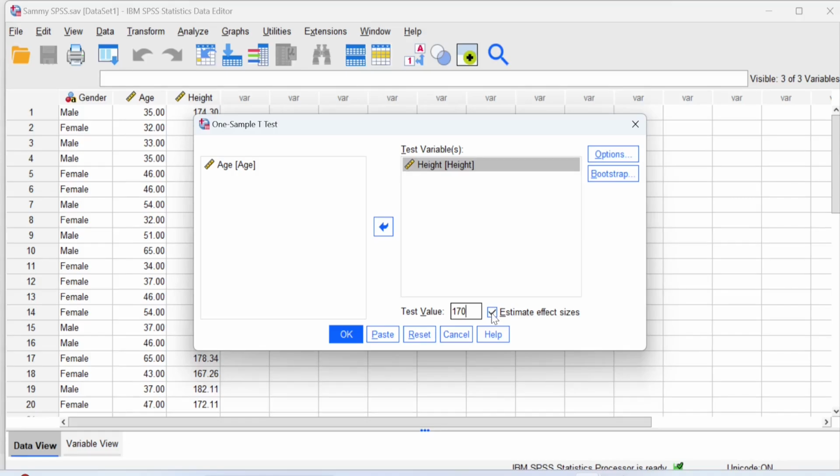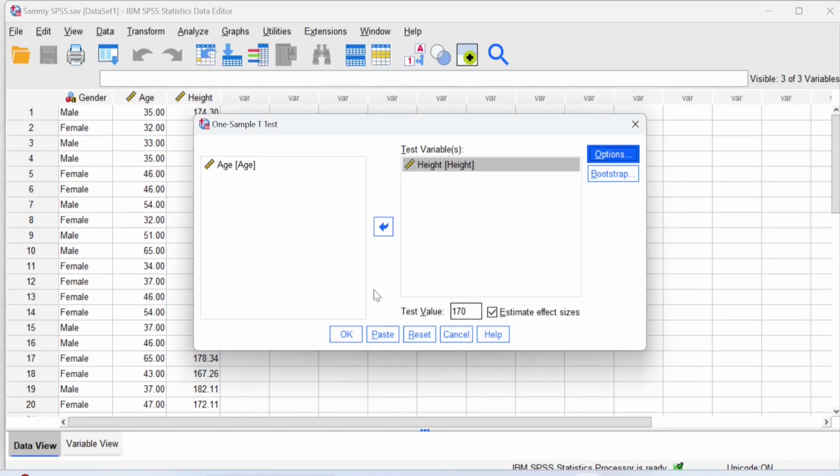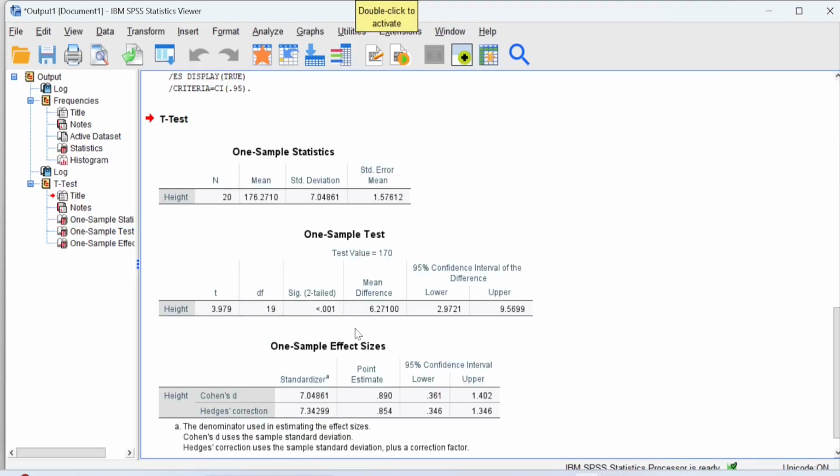We can decide to uncheck this one, estimate effect sizes, because we don't really need it in reporting our results. But we can also choose to leave it. And if you want to specify the confidence interval, we click on the options, and the default is there, which is 95%. We are not going to change it. We are going to go with the alpha level of 5%, and the confidence interval is 95%. So you can just cancel it or click on continue. Then if you click on OK, the results for the one sample t-test will be generated.